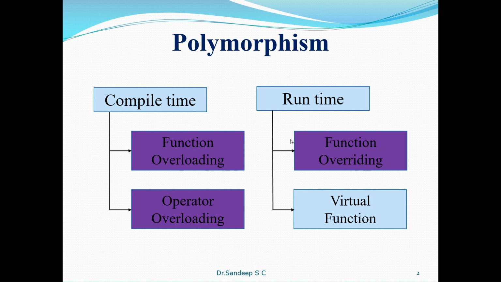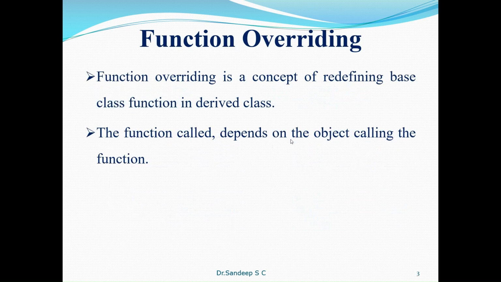Today, we will be discussing runtime polymorphism. Under that, the first one is function overriding. Let's see how it works. Function overriding is a concept of redefining the base class function in the derived class.